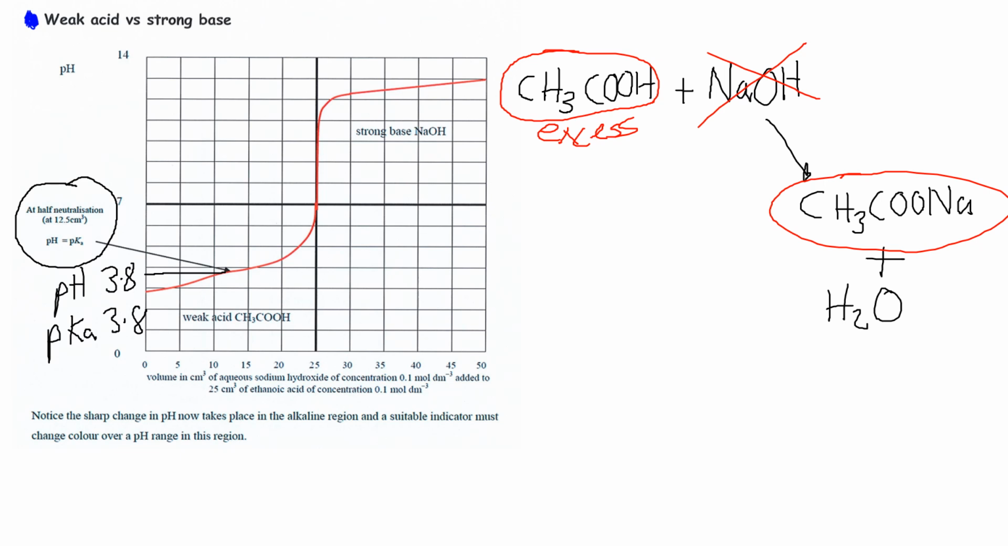And then the formula that we use for this is that the concentration of H+, in other words your pH of the buffer, is equal to Ka times the concentration of the acid over the salt.